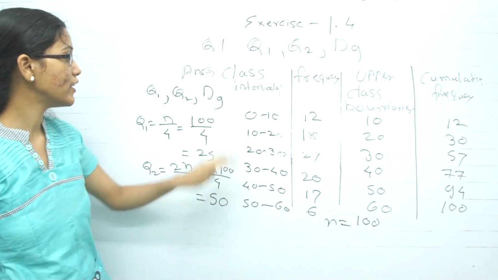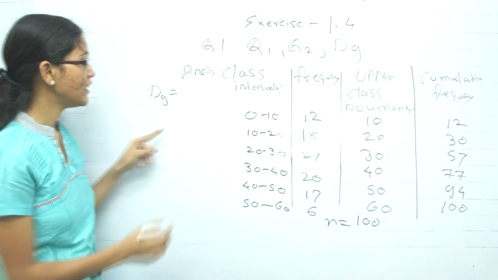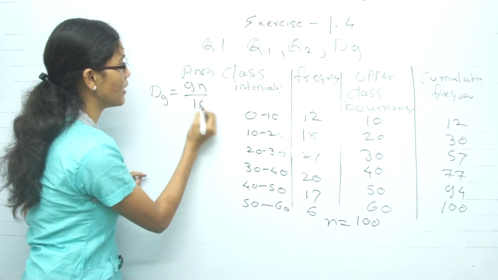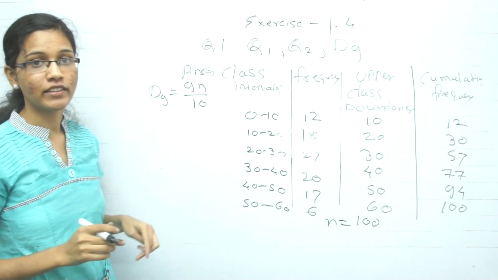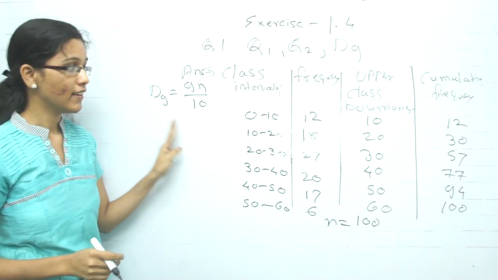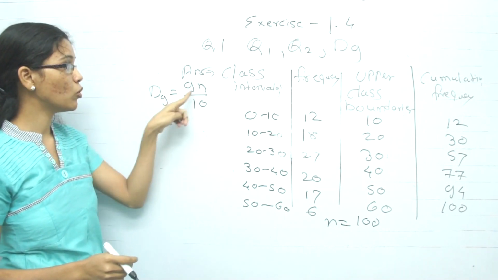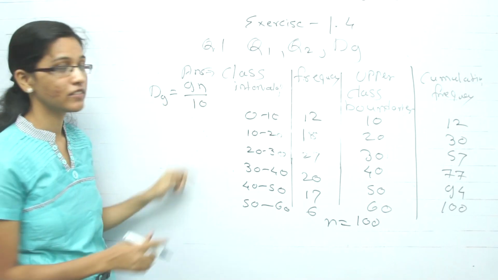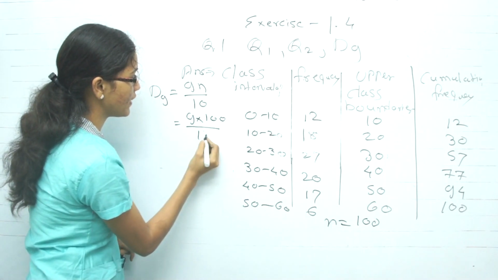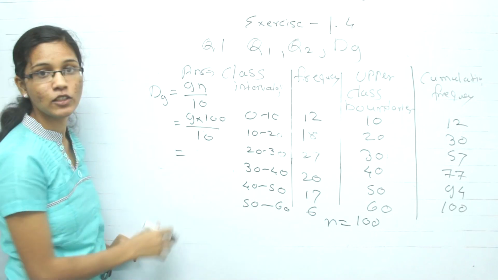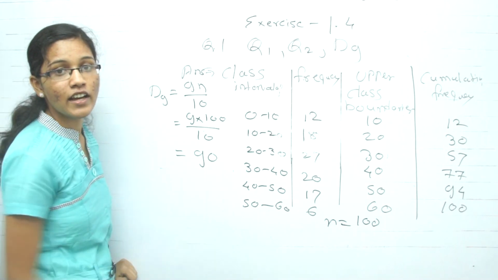How do you calculate the ninth decile? The ninth decile means 9n divided by 10. You know the formula: deciles means dividing into 10 equal parts, percentiles means 100 equal parts. So 9 into n, where n is equal to 100, gives 900 divided by 10, which is 90. So the ninth decile is 90, respectively.